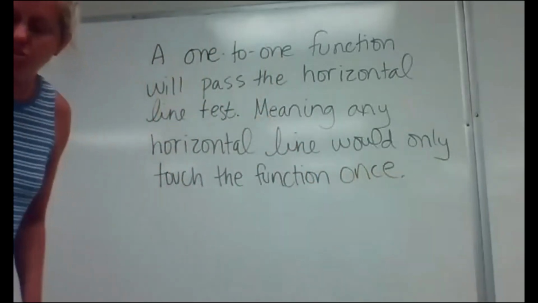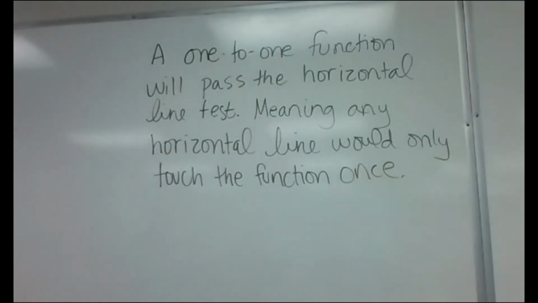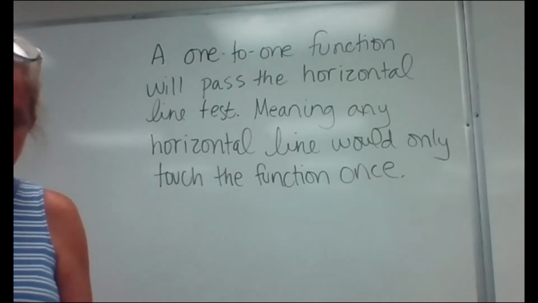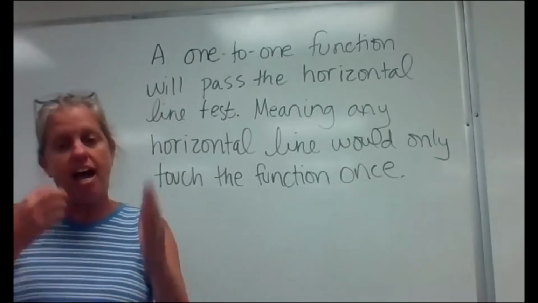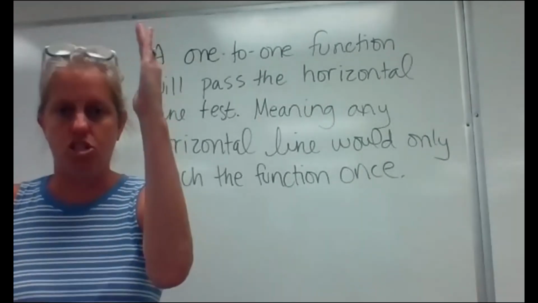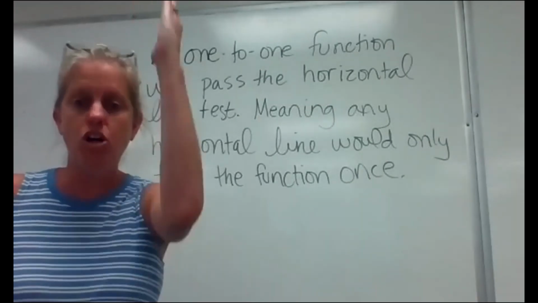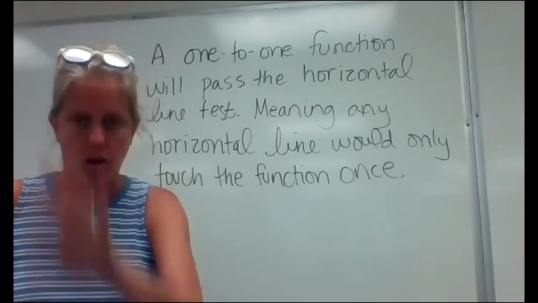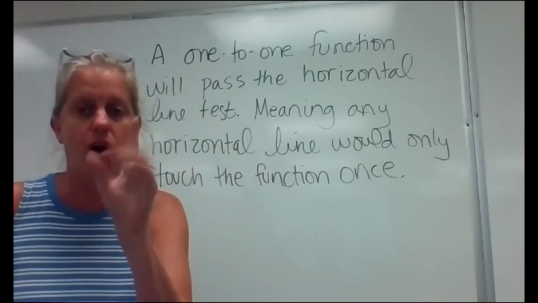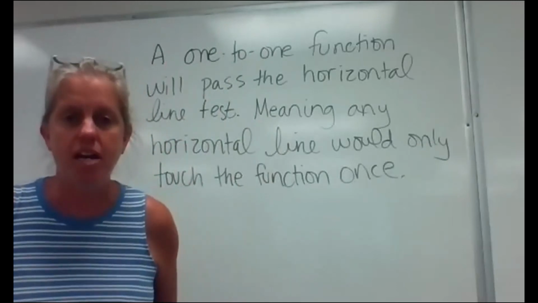So it's similar to the vertical line test. Remember, we used the vertical line test to determine if a relationship was a function. And what did the vertical line test say? The vertical line, which is the one that's straight up and down, if you draw a vertical line and it only touches the relationship one time, or the graph one time, that meant it was a function.